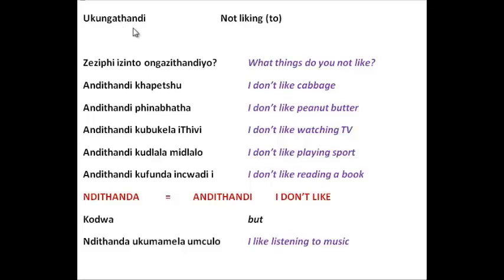What about not liking things? Ukungathandi, to not like. The question, zeziphi izinto ongazithandiyo? A bit of a mouthful, but here it is again. Zeziphi, which are they? Izinto, the things, ongazithandiyo, that you do not like. Andithandi khaphetshu. I don't like cabbage. Andithandi peanut butter. I don't like peanut butter. Andithandi kubukela iTV. I don't like watching TV. Andithandi kudlala midlalo. I don't like playing sport.